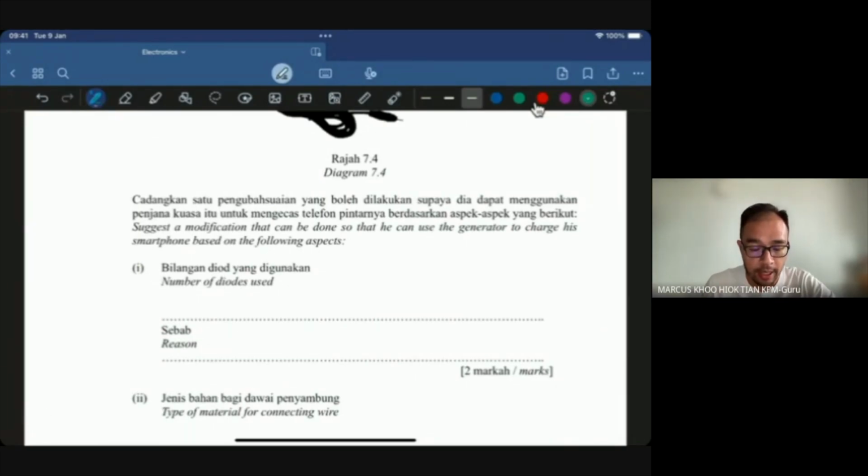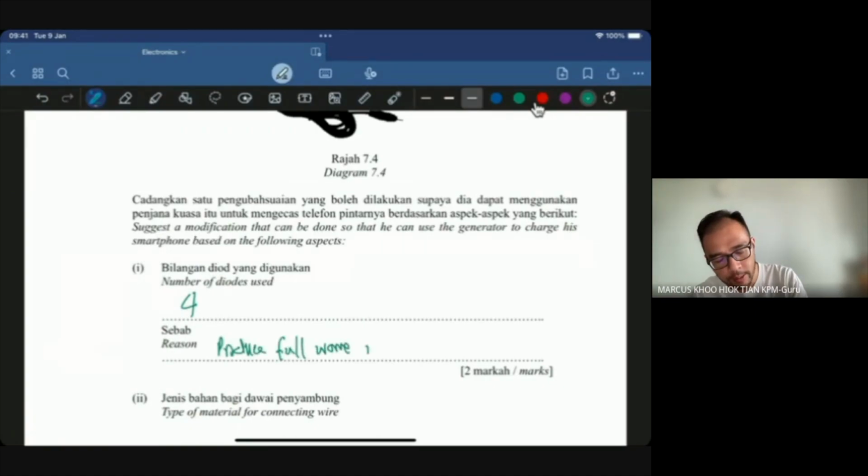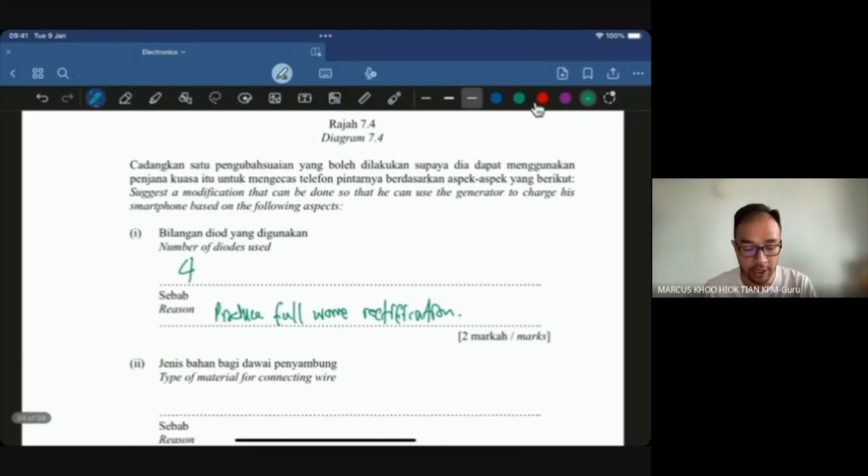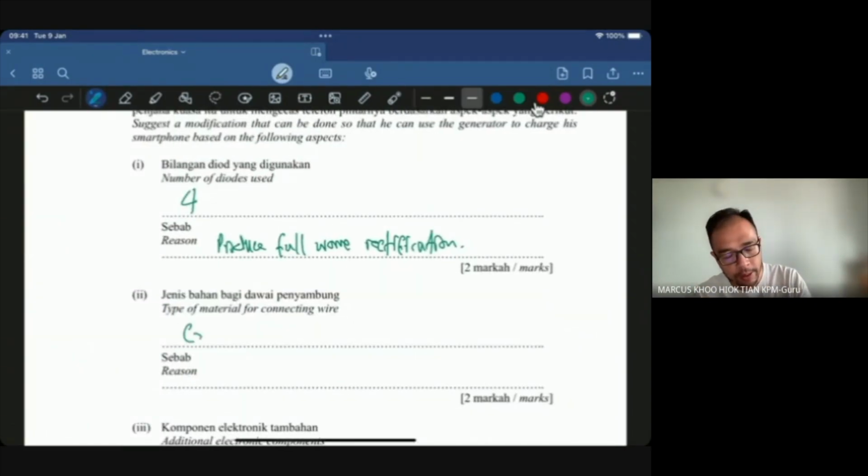Based on this, the number of diodes used, definitely we want 4. This is normal. And the reason is to produce full wave rectification. Standard answer: 4 diodes, full wave rectification. The type of wire: copper. Copper or constantan, but generally we will go with copper wire. I think this is a standard one. Low resistivity or low resistance, either one can.